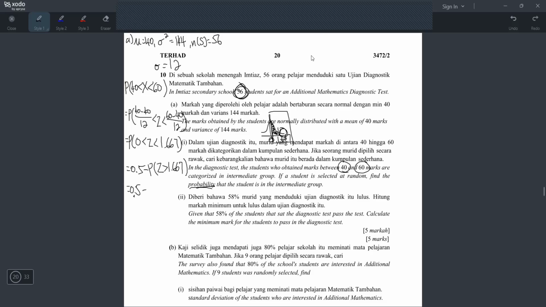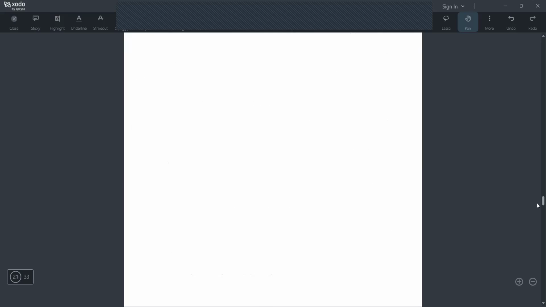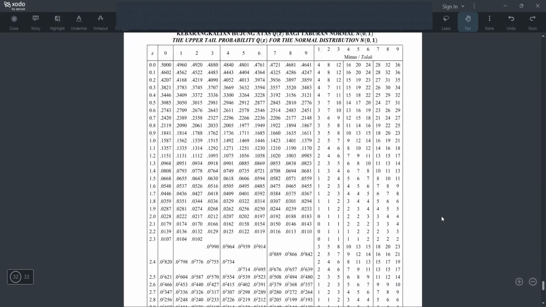Then you look at the jadual. But before I look at the jadual, I just want to tell you, you have to look from outside, because this 1.667 is the Z value. And if you have the Z value, you will straight away look outside and find 1.667 here. But you need this value and this value. Okay, so now let's go to the jadual. Does this paper give us the jadual or not? Okay, yes, they do give us.